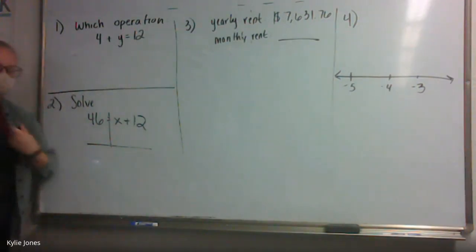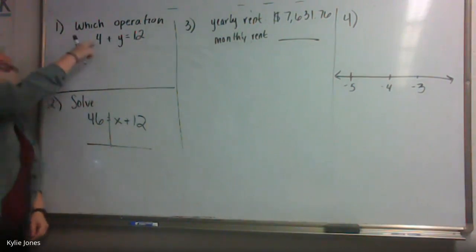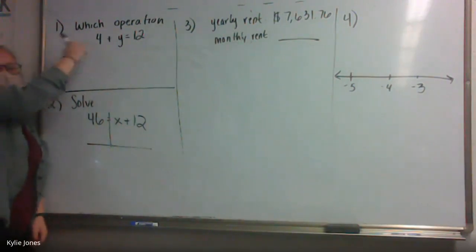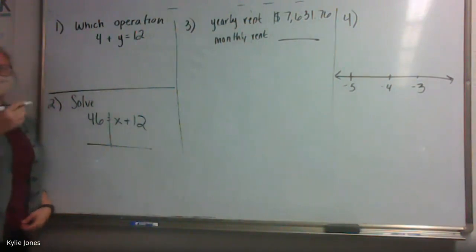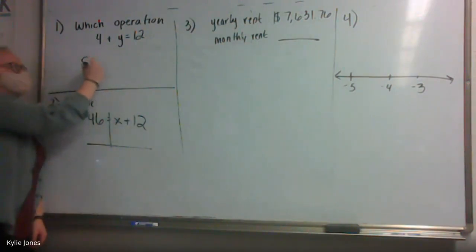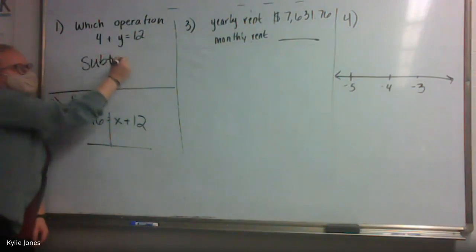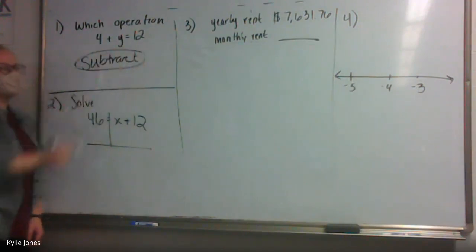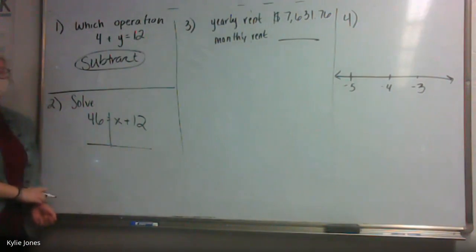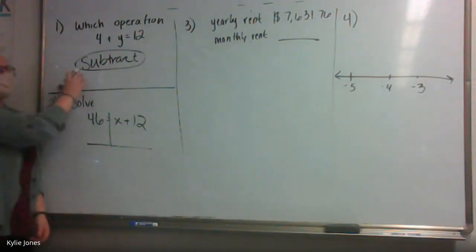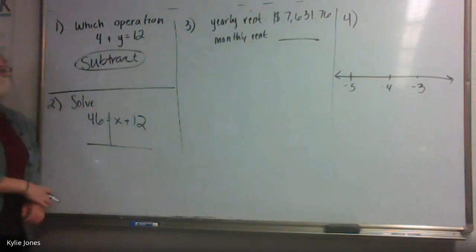So we have a positive four here that we need to get rid of, which is like adding four. What's the opposite of adding four? Subtracting. So to get rid of it, you're just going to subtract. There's questions on the test that say what operation, so you got to make sure you say subtract. Question four is asking a number greater than -5 and less than -4. We're going to talk about it.